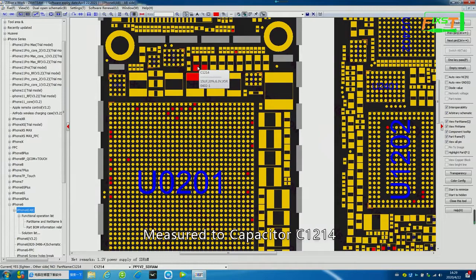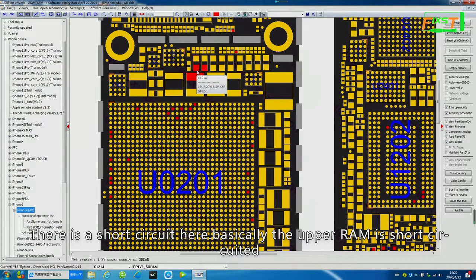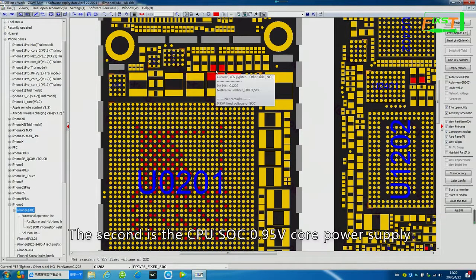Measure the capacitor C1214. This is a 1.2 voltage power supply to SD-RAM. There is a short circuit here. Basically, the upper RAM is short-circuited. The second is the CPU SoC 0.95 voltage core power supply.